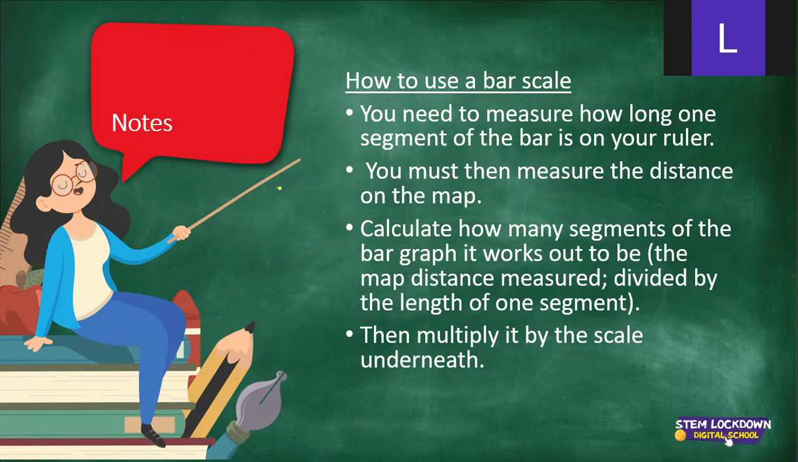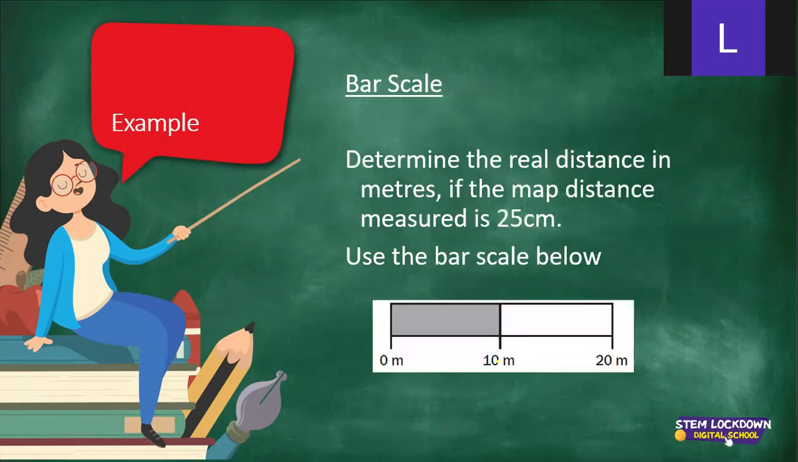Obviously, if you're measuring between two places, you're measuring between dots. So on your map, this will be your map distance. Obviously, if I used centimeters when I was measuring my bar segment, I need to use centimeters when I measure the map distance. After that, calculate how many segments of the bar scale it works out to be. In simpler terms, you basically divide the map distance by the length of a segment, and then you multiply by the scale. Let me give you an example. Let's say you are told to determine the real distance in meters. Obviously, you're looking at meters.